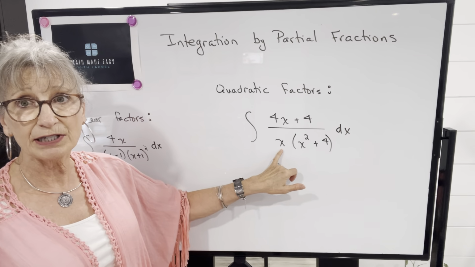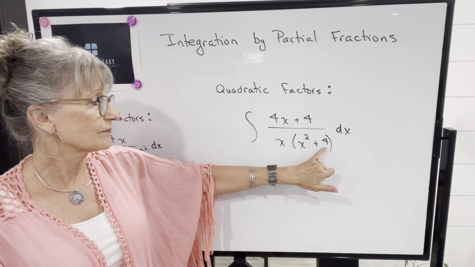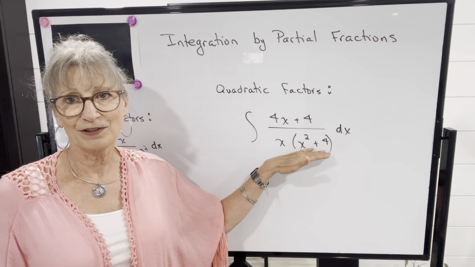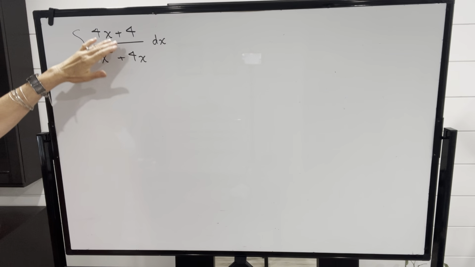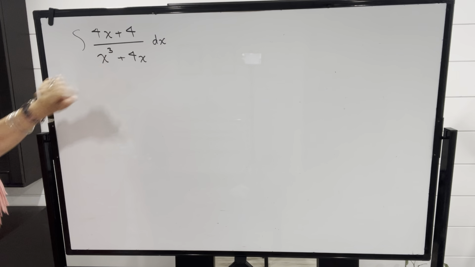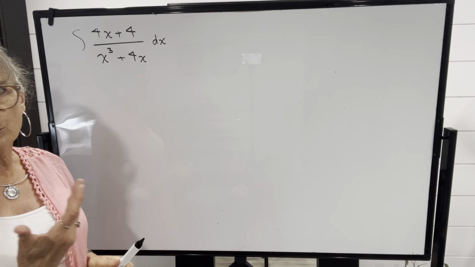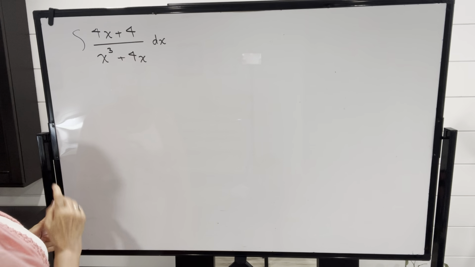So x is simply a linear factor. x squared plus 4 is a quadratic factor. So let's take a look at how we do that with this example. When you first see the question and you're asked to integrate a rational function, you always look to see if any of your other patterns of integration will work first. In this case, they don't.